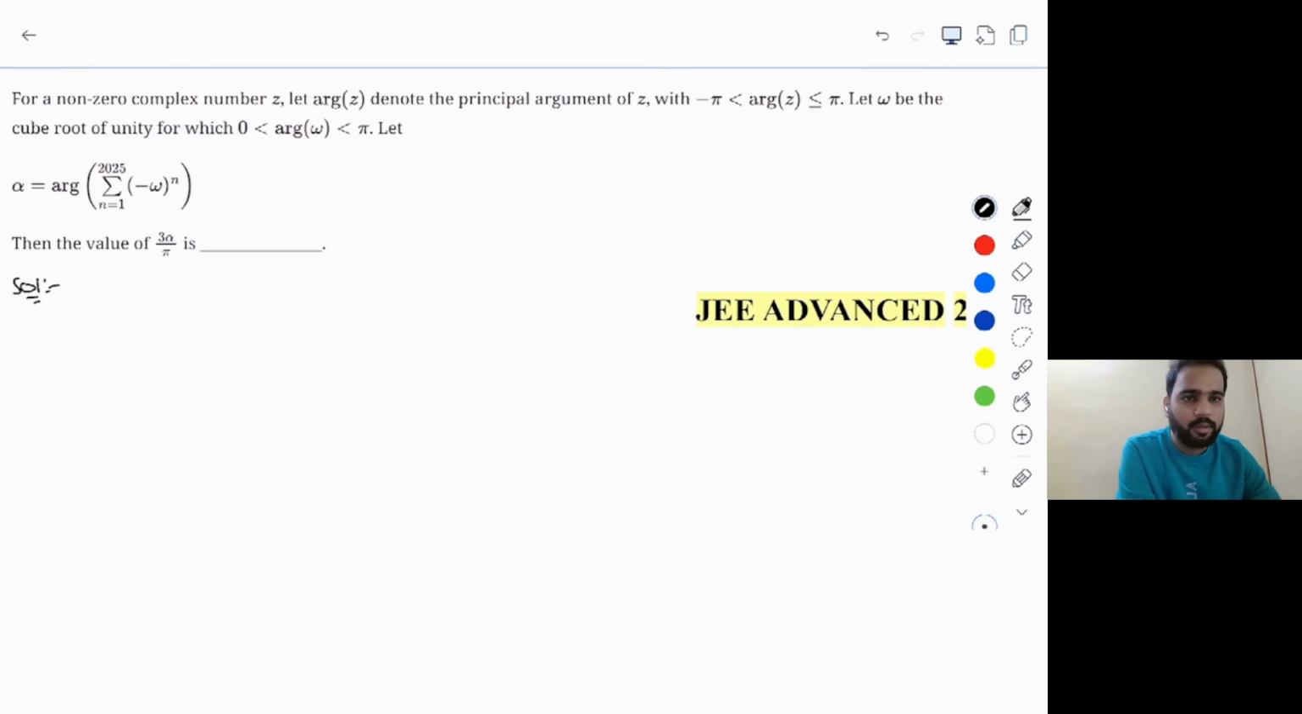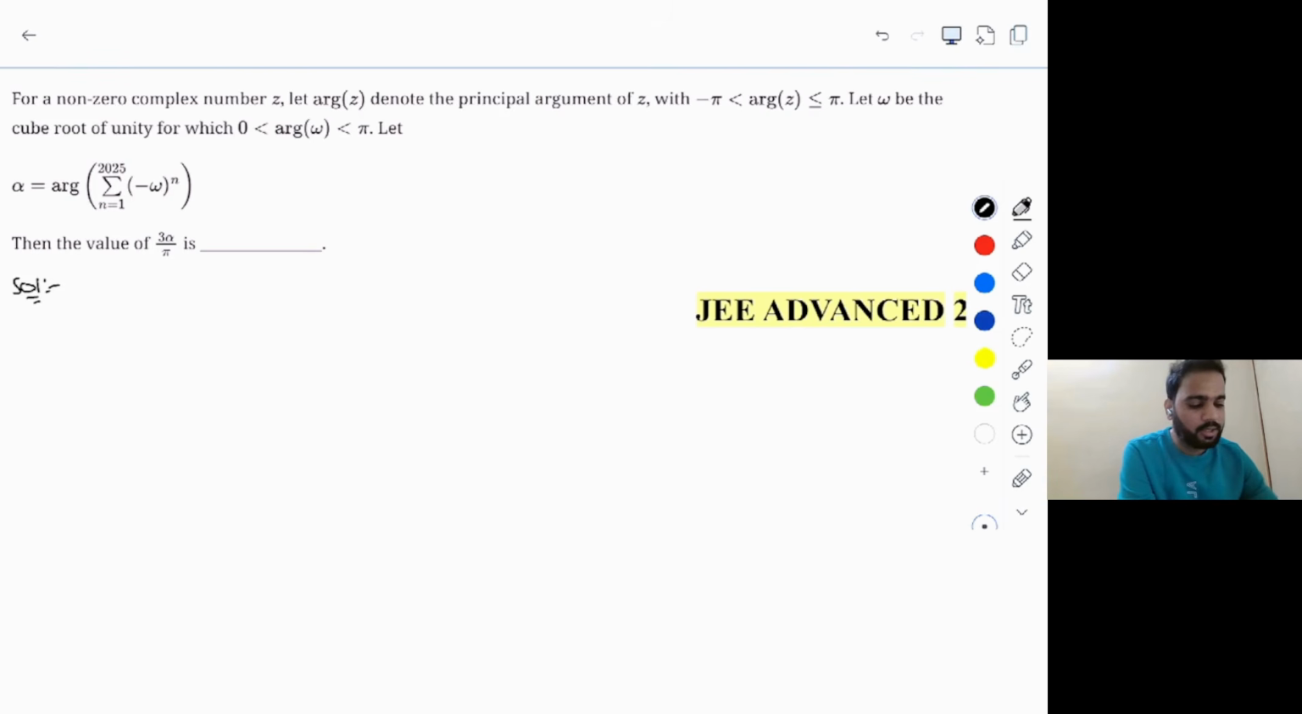For a non-zero complex number z, let arg z denote the principal argument of z, with arg z lying between minus pi and pi, and let omega be the cube root of unity for which arg omega lies between 0 and pi. Also, a value of alpha is given, that is, alpha is the argument of the sum from n equals 1 to 2025 of (minus omega) to the power of n. Now in this case we have to find the value of 3 alpha divided by pi.